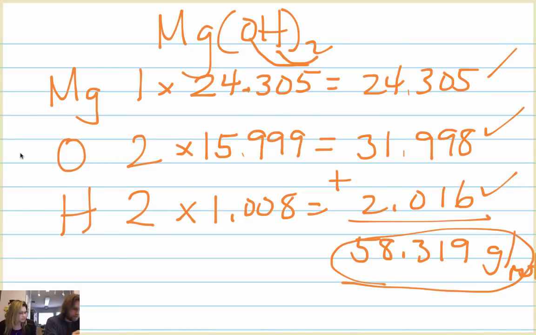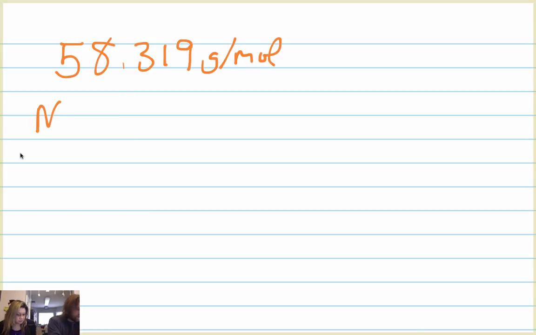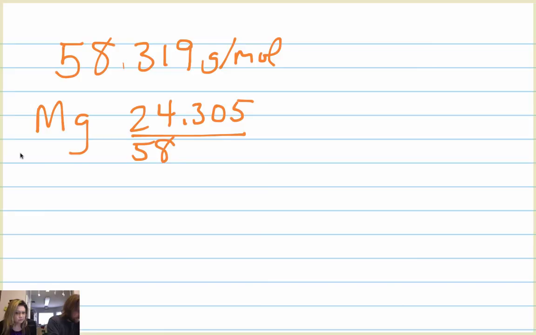I'm just going to erase this whole thing here. Remember, 58.319 was our whole. So for magnesium's percent composition of magnesium hydroxide, we take magnesium's part, which was 24.305, and divide that by the whole, 58.319. Then multiply that by 100 to get a percentage. We're going to get 41.68%.